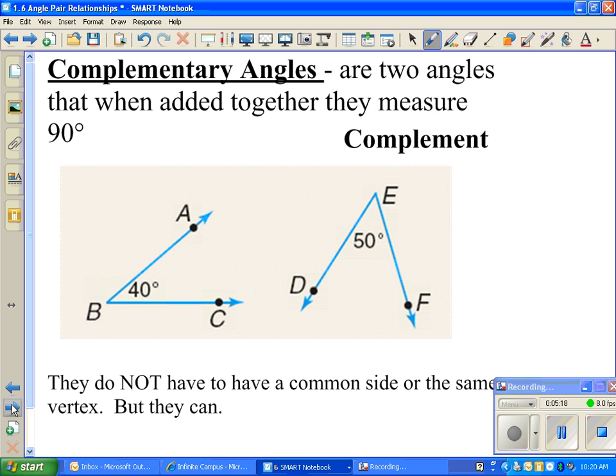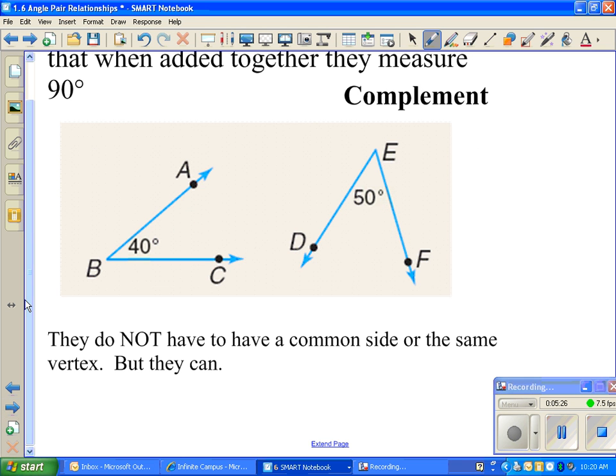All right, the complement of ABC is angle DEF. They do not have to be side by side. They don't have to have a common vertex or a common side, but they can.